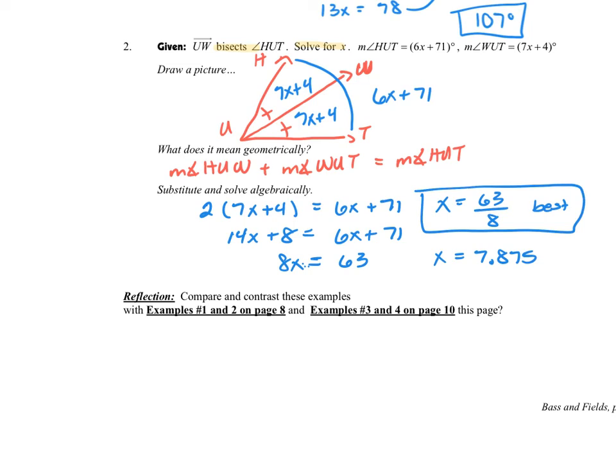Okay, I've got another reflection piece here at the bottom. These reflection pieces are really important for helping us connect our ideas, so don't blow these off. What we want to do is compare and contrast these examples with examples 1 and 2 on page 8, so you'll have to flip back in your note packet, and examples 3 and 4 on page 10. Just do a little comparison of all these, and then we'll discuss this and share in class.